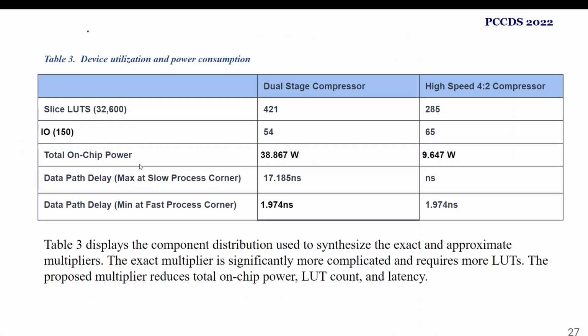This table 3 displays the component distribution used to synthesize the exact and approximate multiplier. The exact multiplier is significantly more complicated and requires more LUTs. The proposed multiplier reduces total on-chip power, LUT count, and latency.